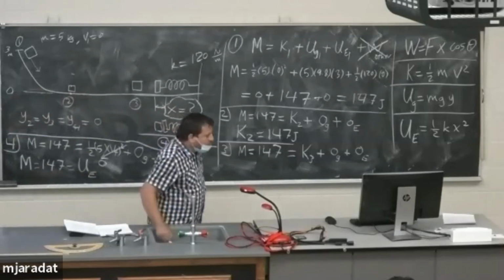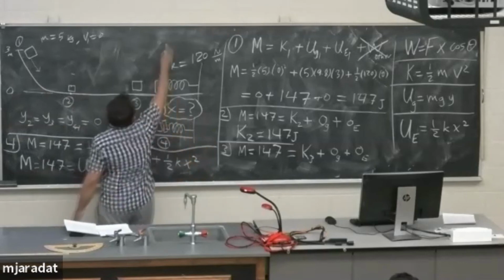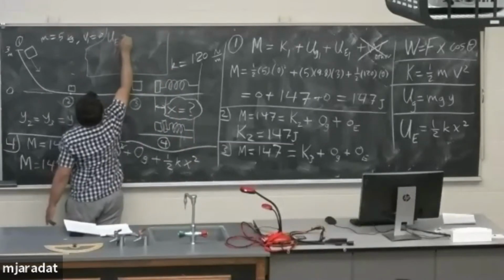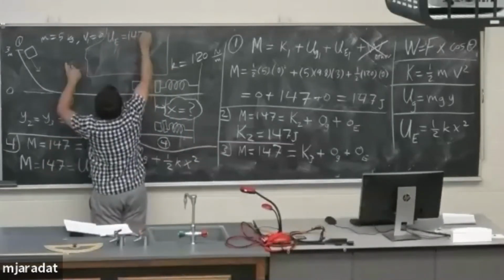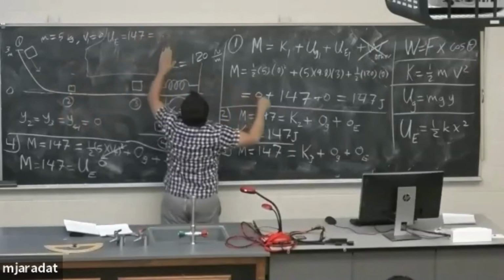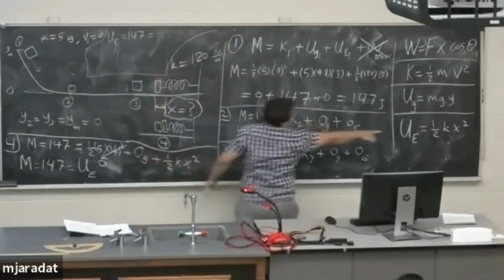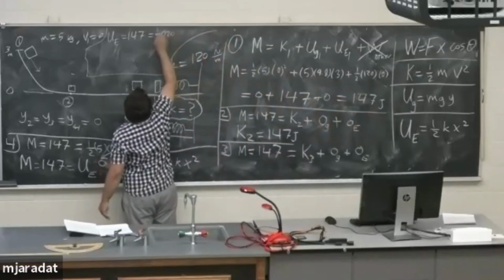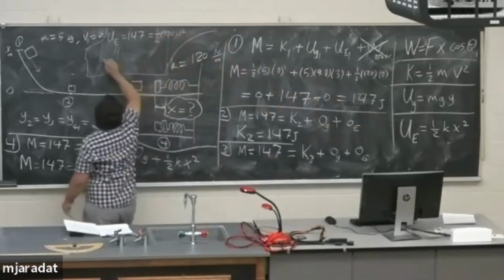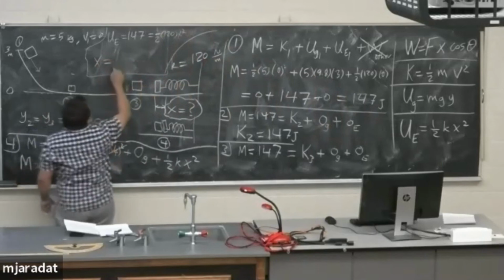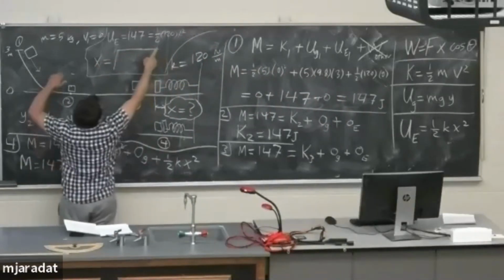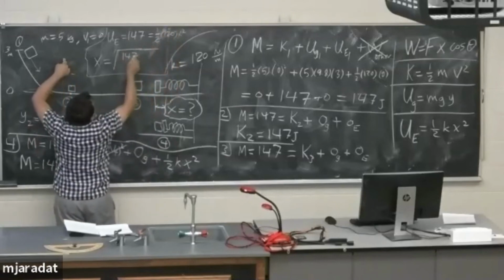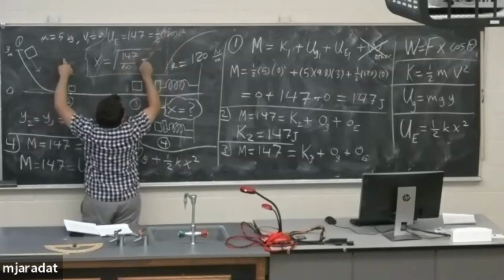It's simple. I'll show you. U elastic is equal to 147, which is equal to, that is the relation, 1/2 times 120 times x squared. So x is equal to the square root of something. This with this, it will be 60. It is 147 over 60.